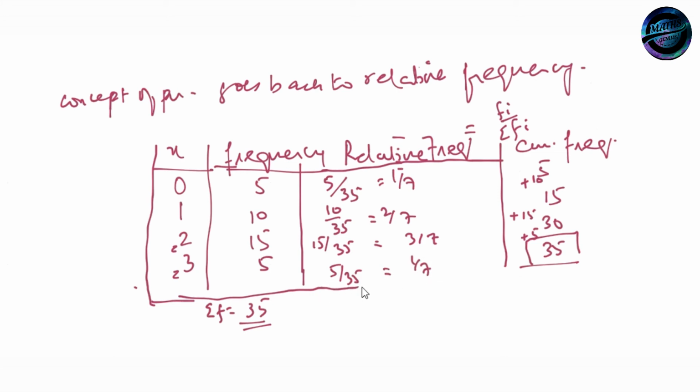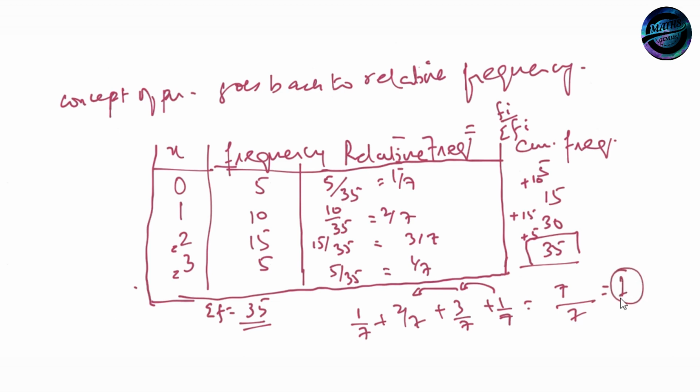Right? So as I mentioned earlier, the concept of probability is based on relative frequency, and if you look at the relative frequency over here and sum them all, 1 over 7 plus 2 over 7 plus 3 over 7 plus 1 over 7, what will be the final value? 1 plus 2 is 3, 3 plus 3 is 6, 6 plus 1 is 7, so the total value is 7 over 7, which is 1. So this also goes to show that the sum of probability is equivalent to 1. I hope you guys have understood the concept.